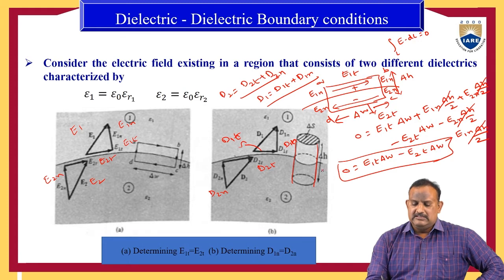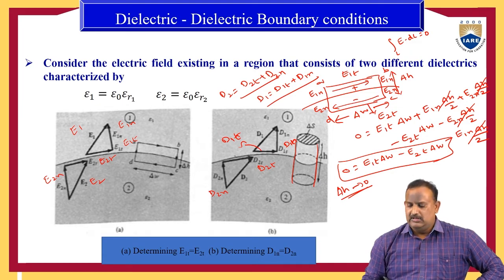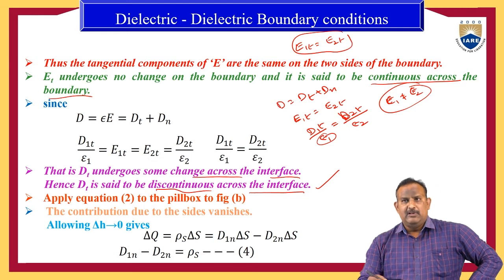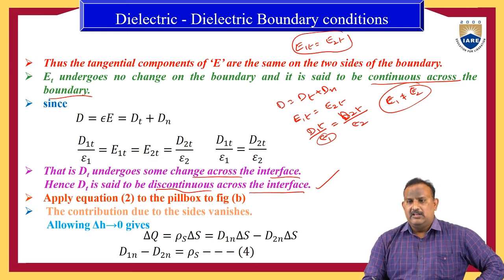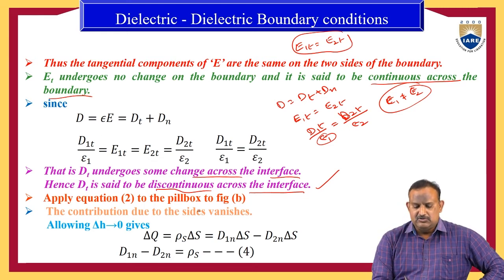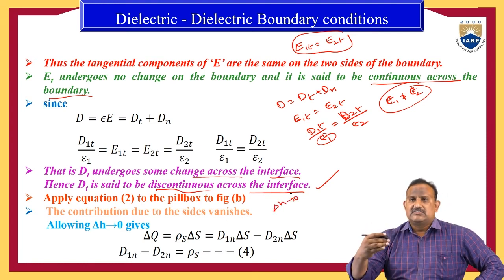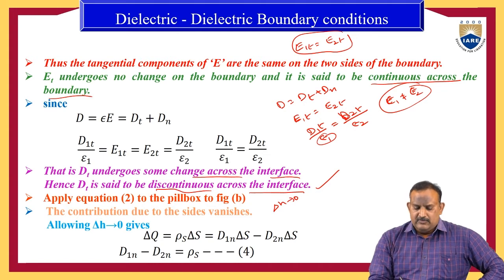If you assume the change in height delta h tends to 0, the two surfaces will touch each other at the boundary. When delta h is equal to 0, the top surface and bottom surface touch at the boundary. When we apply Maxwell's second equation to the pillbox and assume delta h tends to 0, surface 1 touches surface 2 at the boundary.